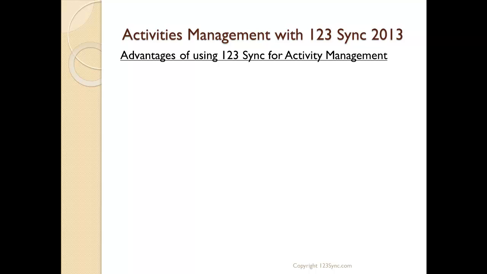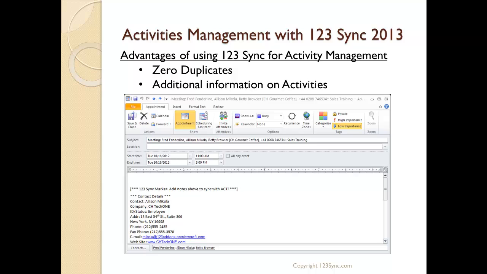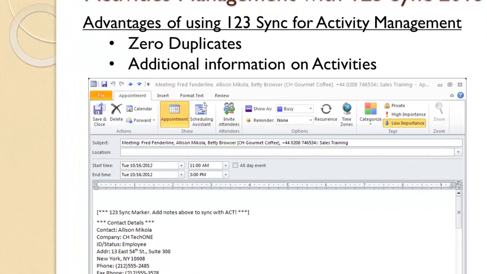So what are the advantages of using 123 Sync for activity management? First is zero duplicates. We just don't create duplicates, and we have special mechanisms in our software that prevent duplicate creation. Second, we provide additional information on activities.